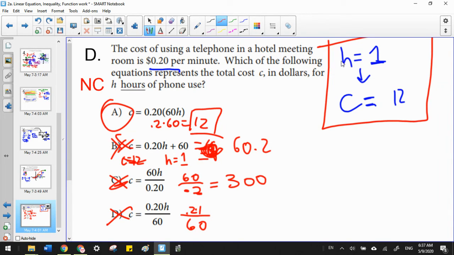So now that we know h is equal to 1, c is equal to 12, you just keep cranking them until you get the equation that matches up the situation perfectly. And that is another way you can use your understanding of linear equations to beat these problems.